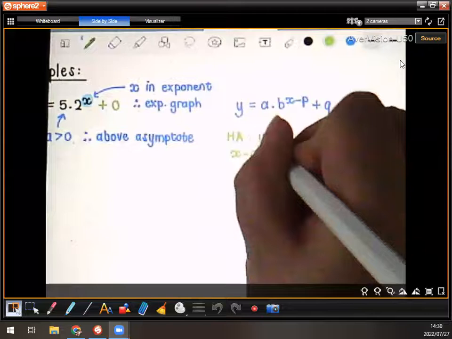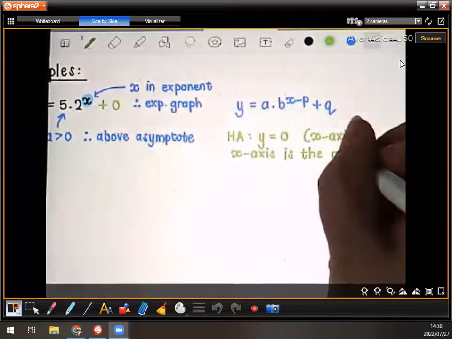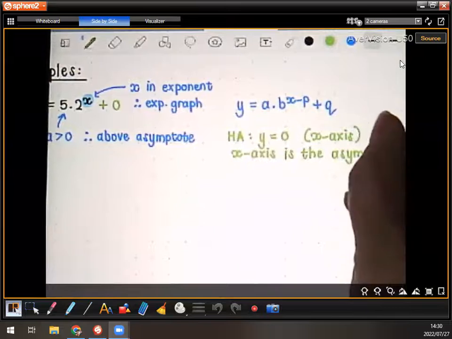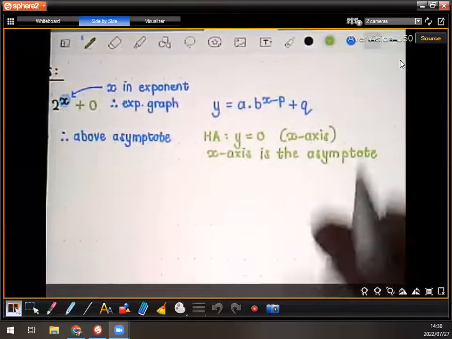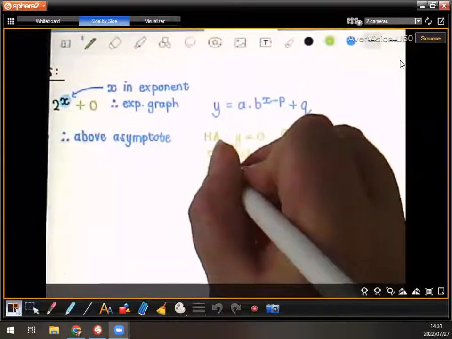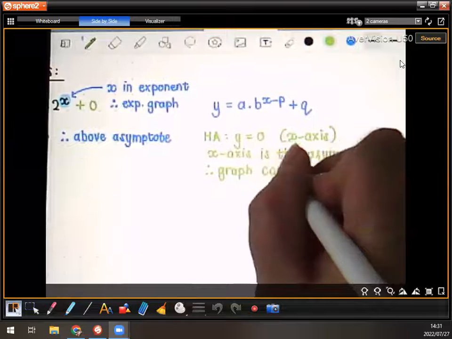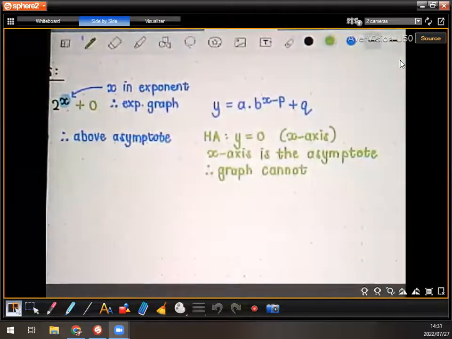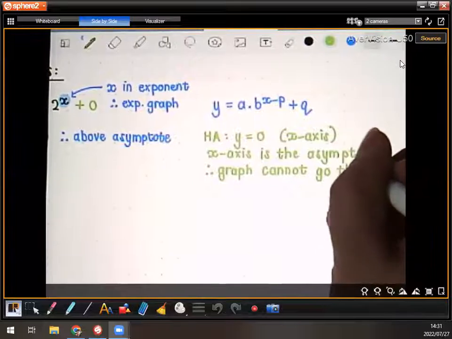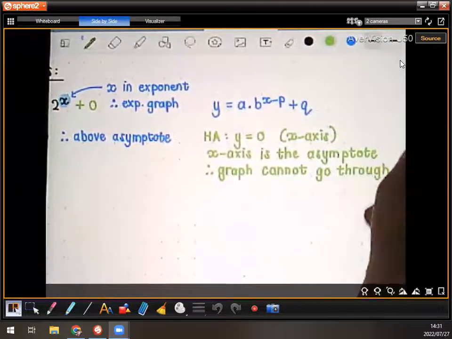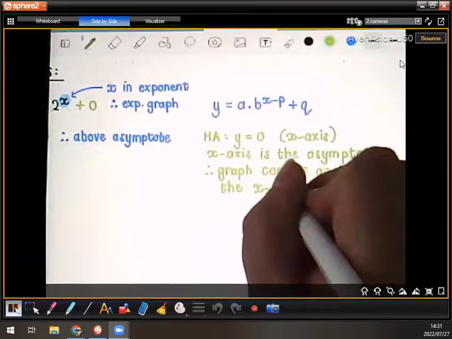X-axis is the asymptote. Therefore, graph cannot go through the x-axis.